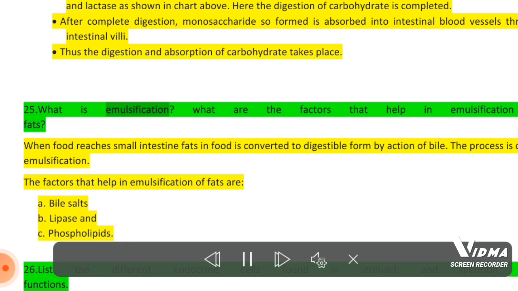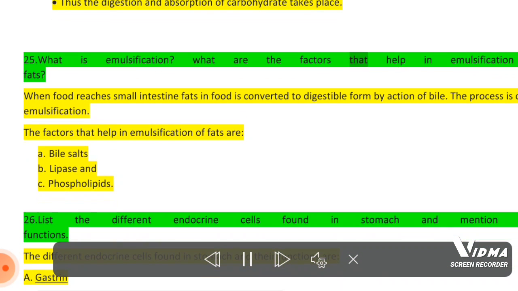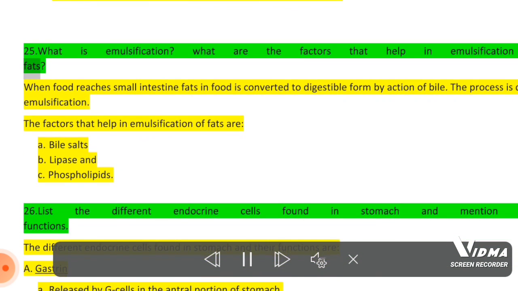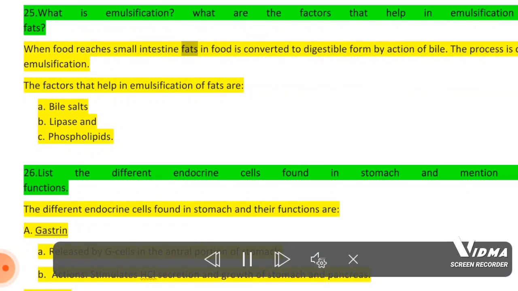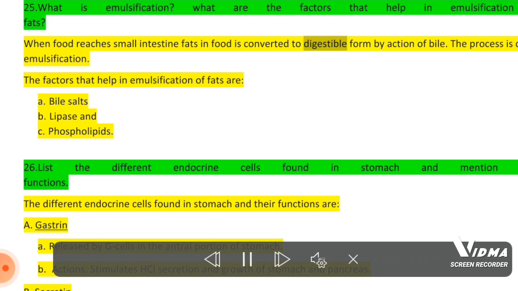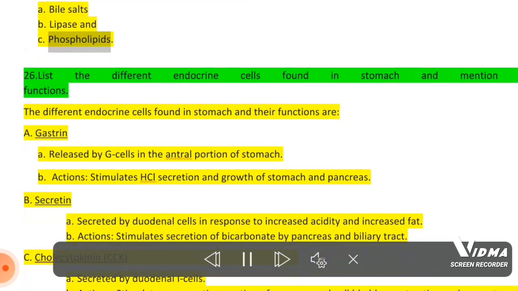25. What is emulsification? What are the factors that help in emulsification of fats? When food reaches the small intestine, fats in food are converted to digestible form by the action of bile. The process is called emulsification. The factors that help in emulsification of fats are bile salts, lipase and phospholipids.